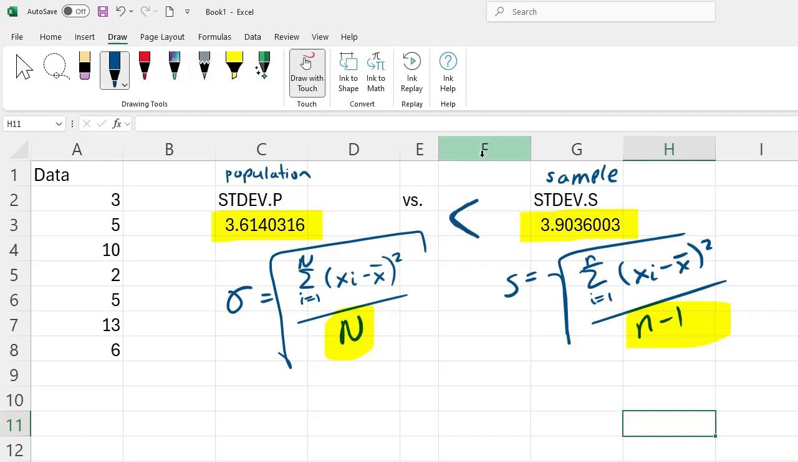than population standard deviation. All right, and that's because we don't have all the data in the population. We have just a subset of it. So with more information being unknown, the standard deviation is going to be more.